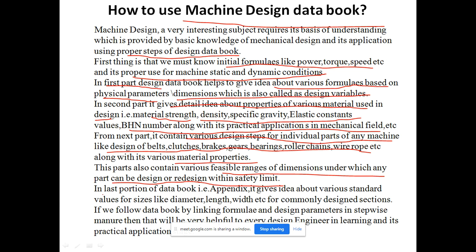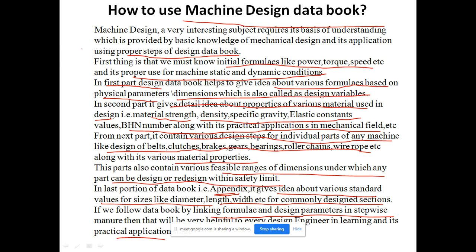Now come to the last part of the data book, that is the appendix. It gives an idea about the various standard values for sizes like diameter, length, width, etc., in common design specifications or common design sections. If you follow the data book by linking the formulas and design parameters in a stepwise manner, then that will be very helpful for a design engineer in learning and in practical applications.